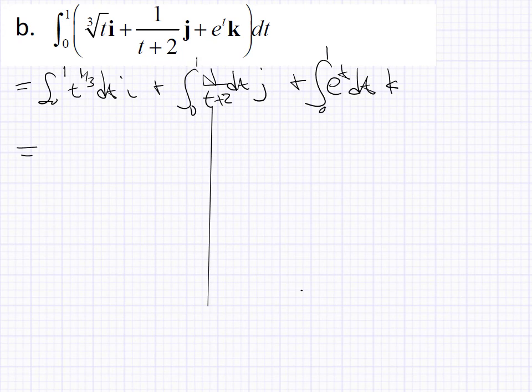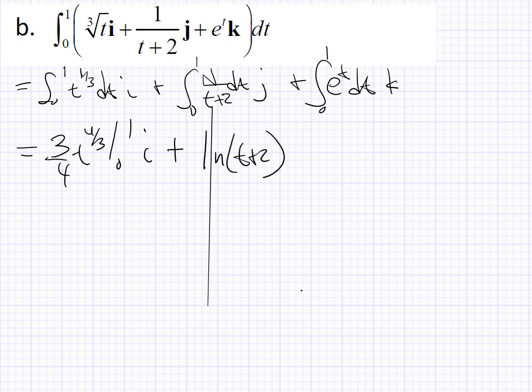So t to the 1/3, I have to add 1 and divide by, so that's 4/3, so 3/4 t to the 4/3 between 0 and 1. Again, that's my i. The next one's going to be log of t plus 2 between 0 and 1. That's going to be my j. And the last one will be e to the t between 0 and 1. That's going to be my k.